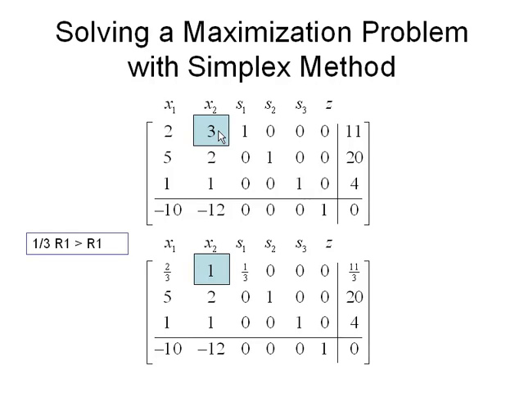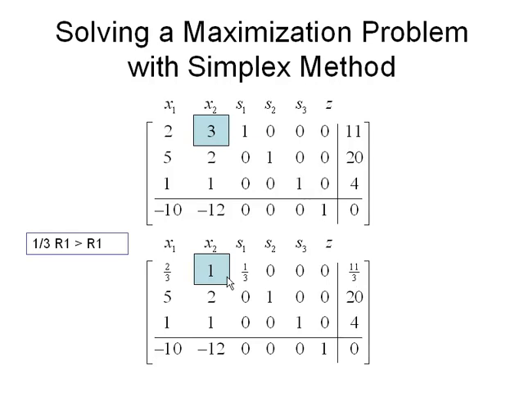So we need our pivot to become a 1, so I'm going to take that entire first row and multiply it by 1/3. So I'm going to take 1/3 times row 1 and put the result in row 1. When I do that, the first row becomes 2/3, 1, 1/3, 0, 0, 0, 11/3.